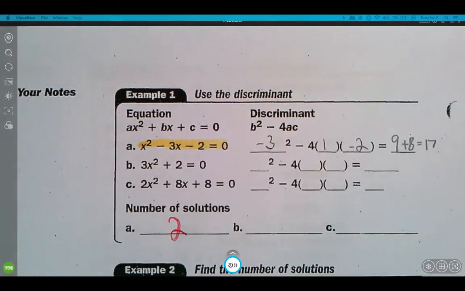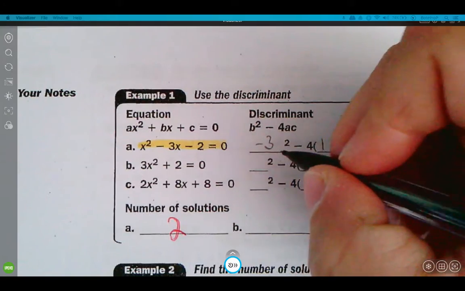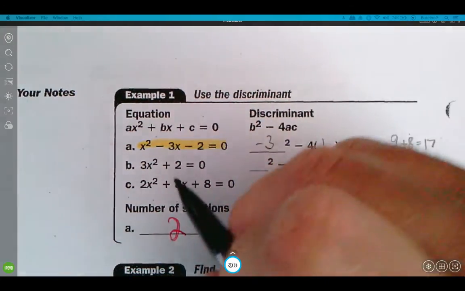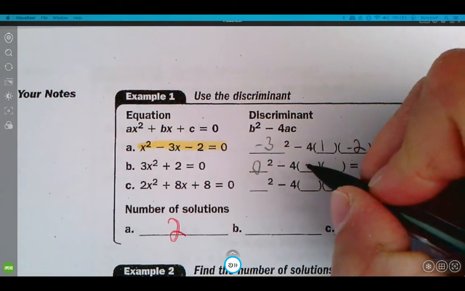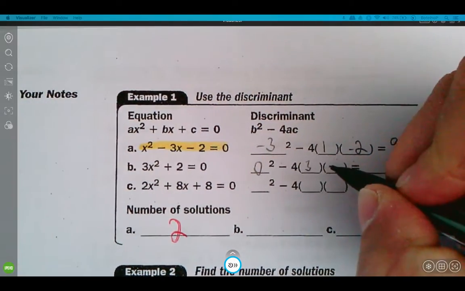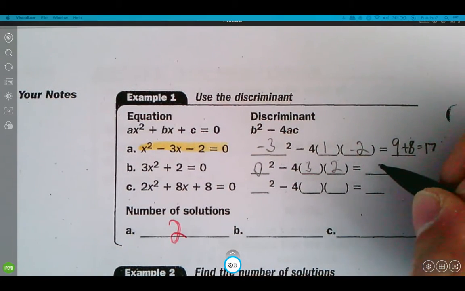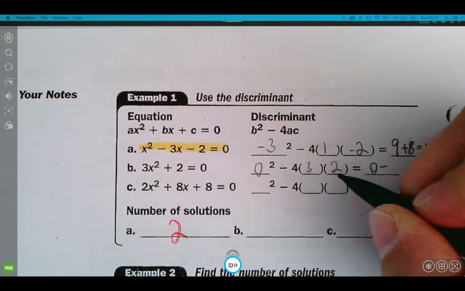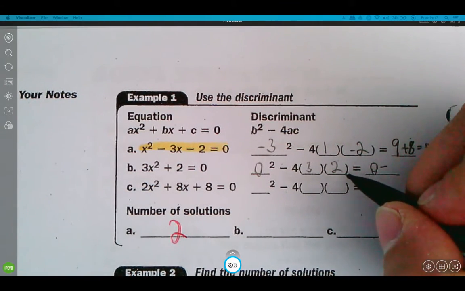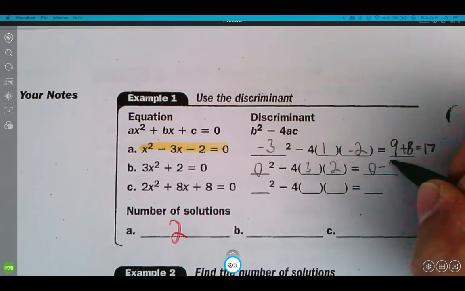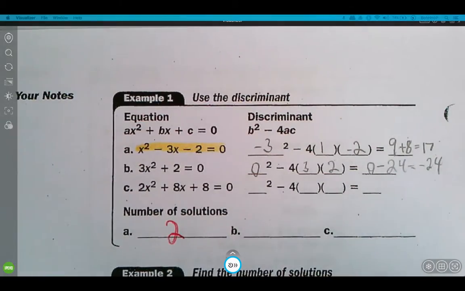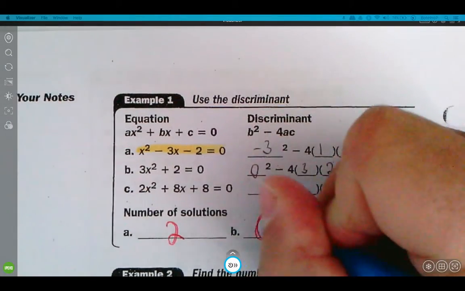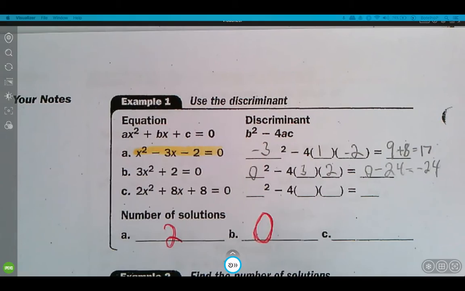So the number of solutions for example A is 2 solutions. If I do the next one here, it doesn't look like there's a b squared, so I'll just put 0 squared minus 4 times, A is 3 and C is 2. I'm seeing some negatives here. So you get 0 minus 4 times 3 is 12 times 2, 24. So minus 24, negative 24. So I'm saying 0 solutions or no solution here for part B.